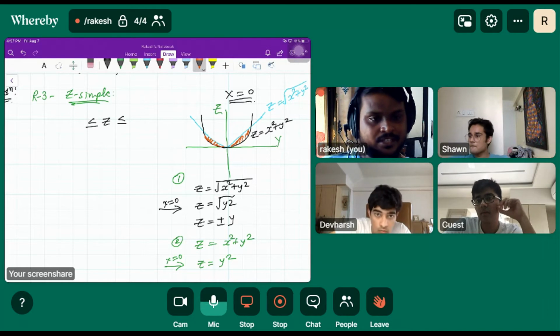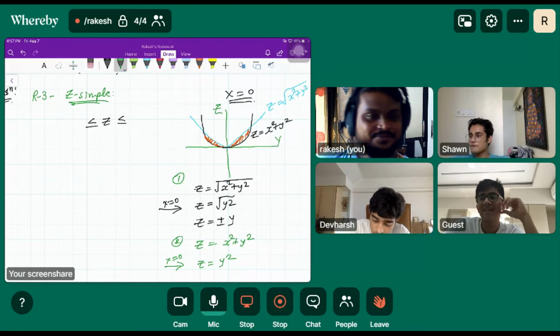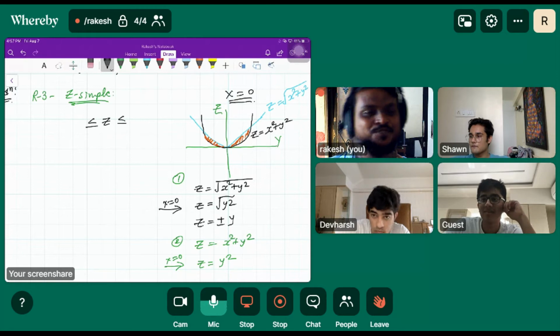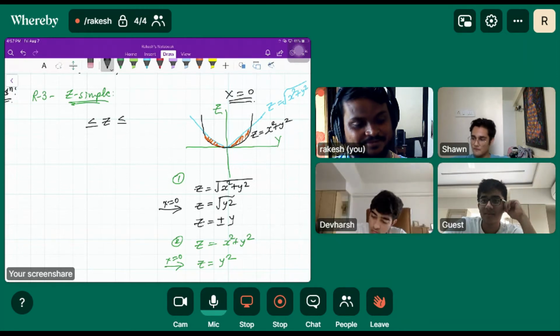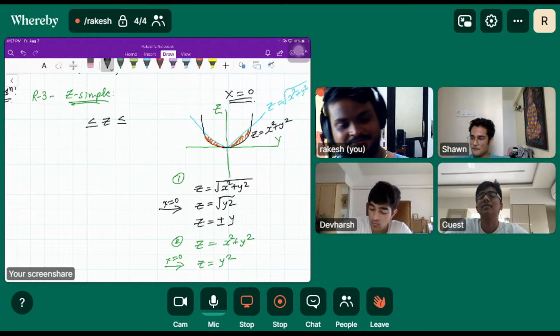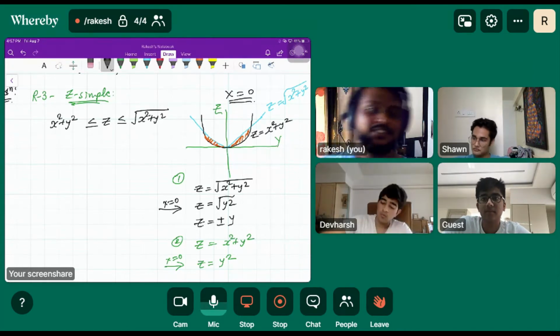Would you like to give the answer, Mano, now? Which one is top and which one is bottom? I'm sure that you won't make a mistake now. So which one is bottom? X square plus y square. Yeah, so x square plus y square is at the bottom and this root x square plus y square is on top.